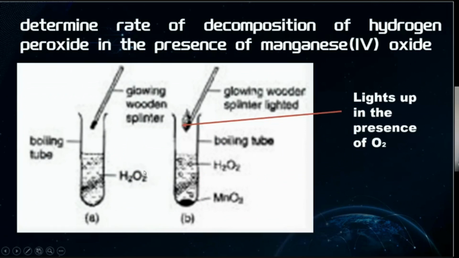Okay, then the rate of decomposition of hydrogen peroxide in the presence of a catalyst. Here, one is without catalyst, and another one is with the catalyst, manganese oxide. With the catalyst, you will light up the glowing wooden splinter. It will light up.